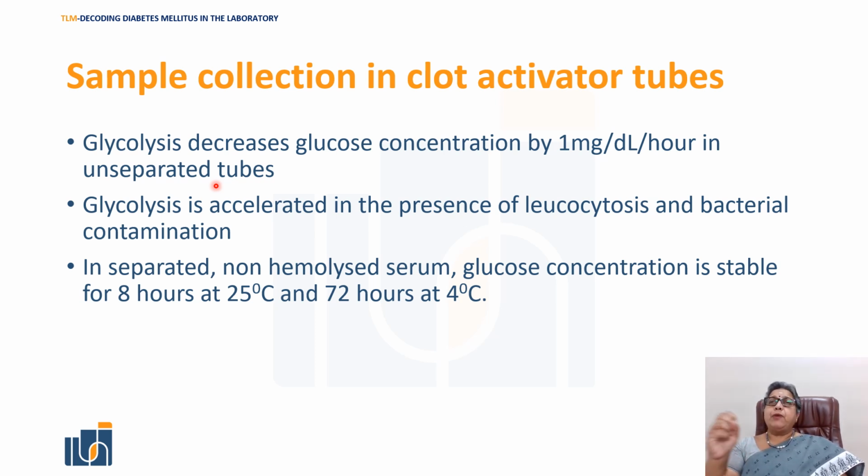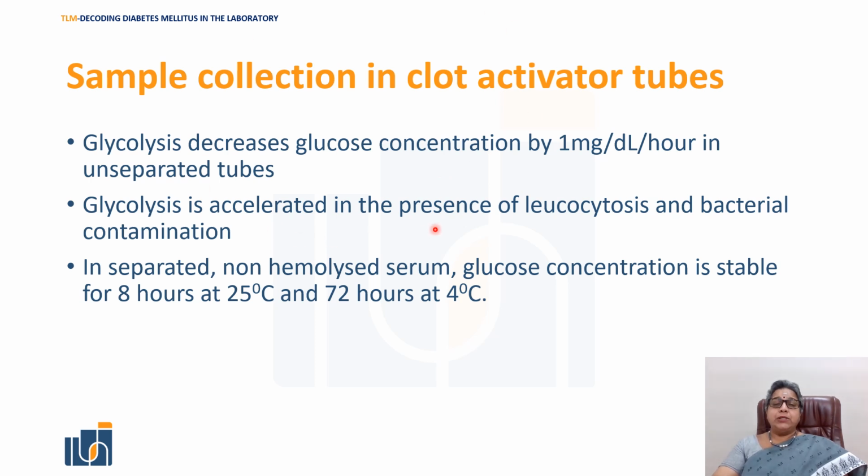Now, supposing this sample is from a patient who has an elevated white cell count, who has a positive blood culture, or any of those kinds of added comorbid conditions, there will be presence of leukocytosis, and this leukocytosis will hasten the fall of glucose in the sample. In separated non-hemolyzed serum, two words which are important: one is separated and the second is non-hemolyzed serum. The glucose concentration is stable at 25 degrees centigrade and 72 hours at 4 degrees centigrade. So if you're storing this unhemolyzed but separated sample, the glucose concentration is stable for 8 hours at room temperature and for 72 hours at 4 degrees centigrade.